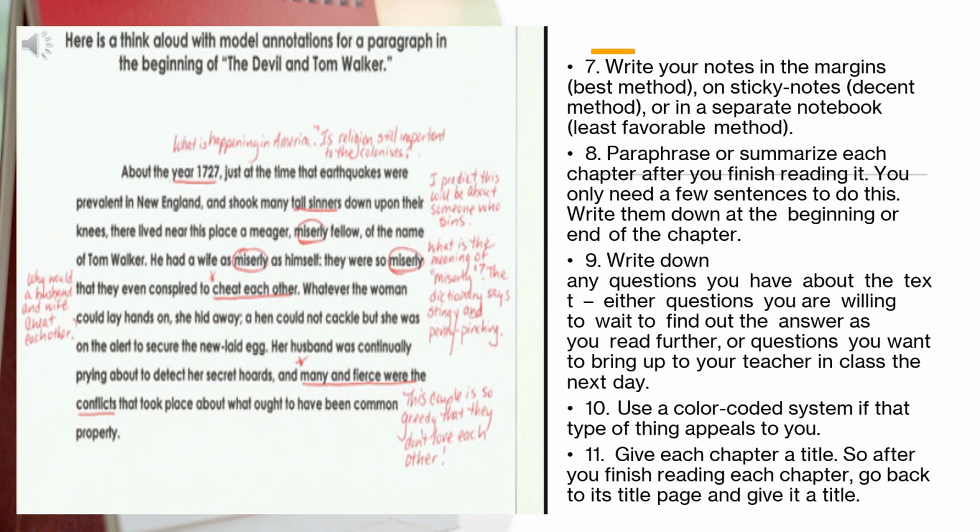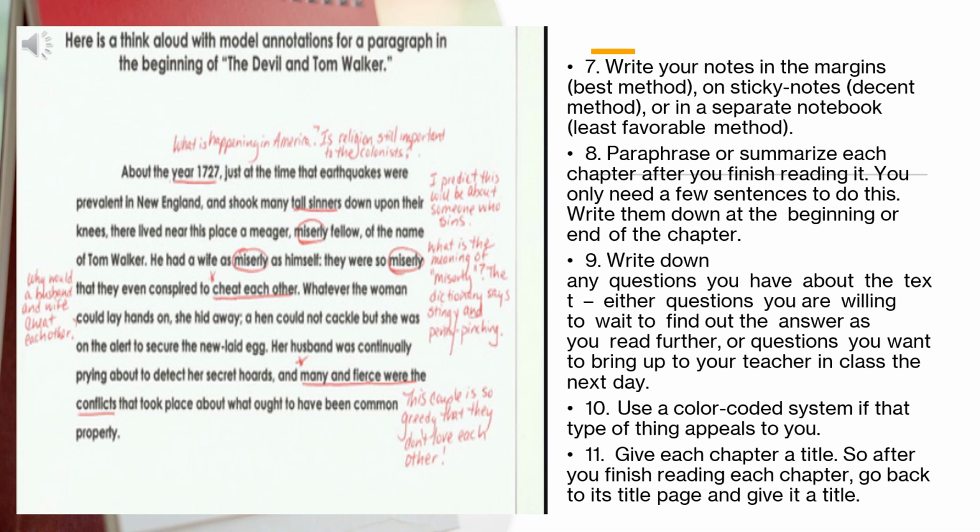But there are people who are really into it, that they have a separate notebook for important notes. Then you just write there the title of the text, then you have there the important notes about the book. So if you don't like using sticky notes, you just borrow the book from the city library, then this one, the least favorable method, is applicable. Okay, number 8. Paraphrase or summarize each chapter after you finish reading it.